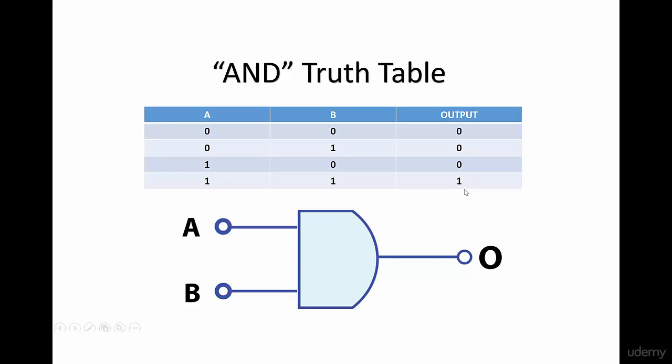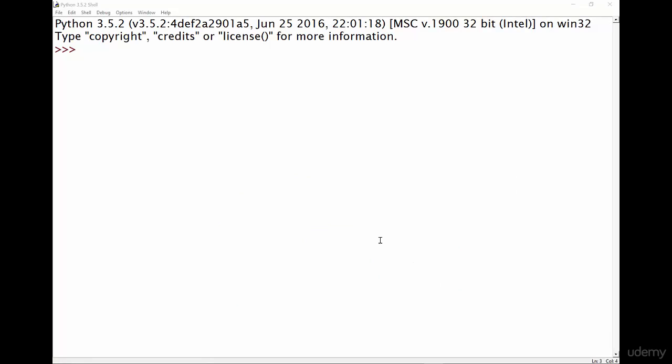Let me show you an example of this in our Python code. So as an example, let's say we have C is equal to 10, and we have D which is equal to 5. Now, if we have an if statement like this, if C is greater than 10 and D is greater than 1, print it worked.